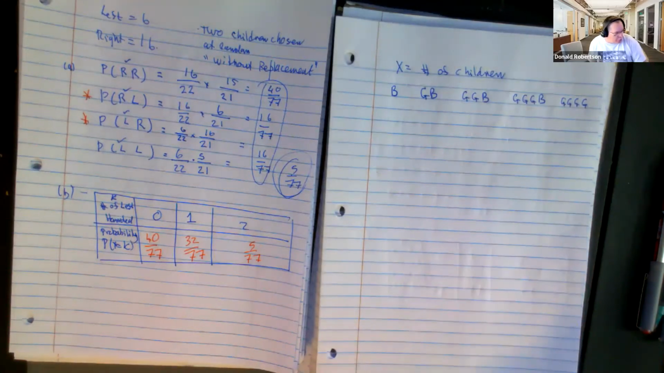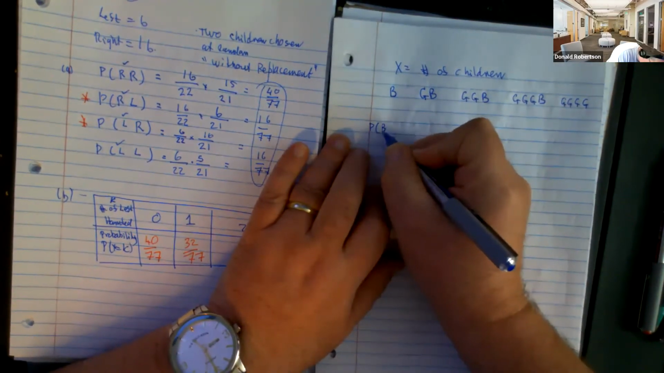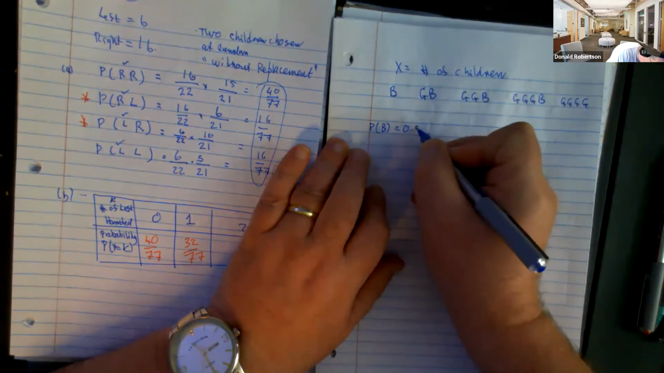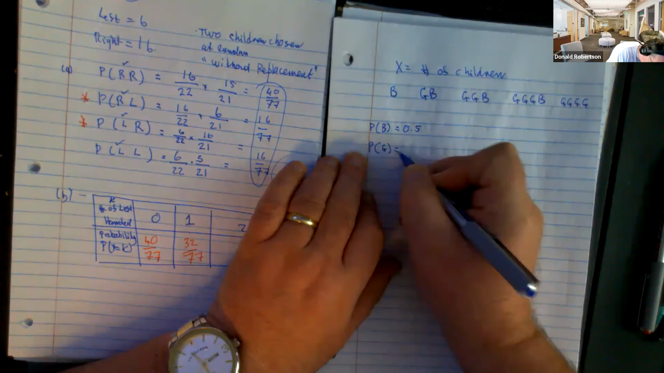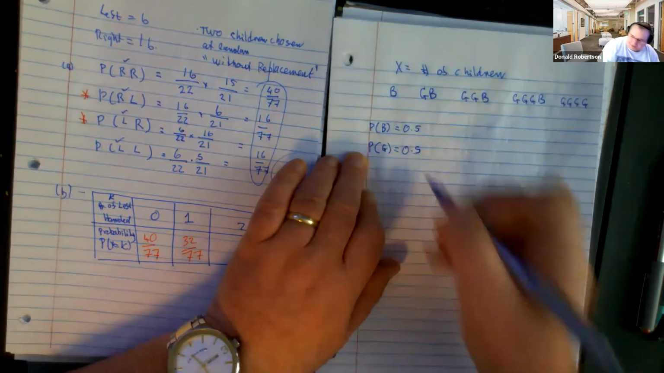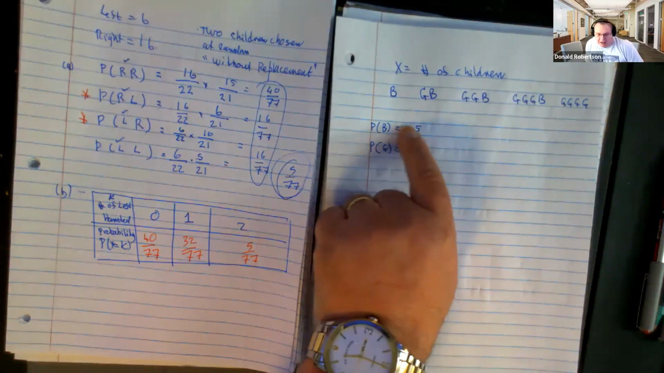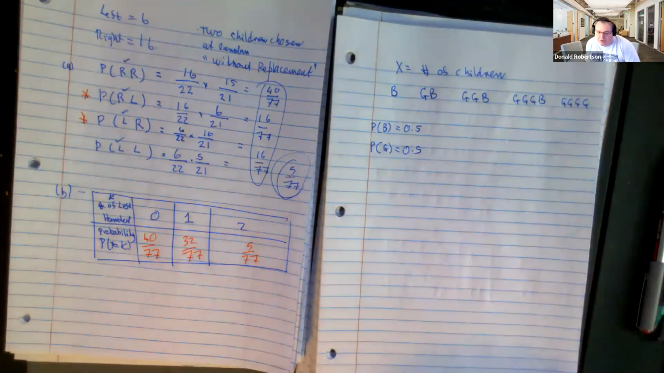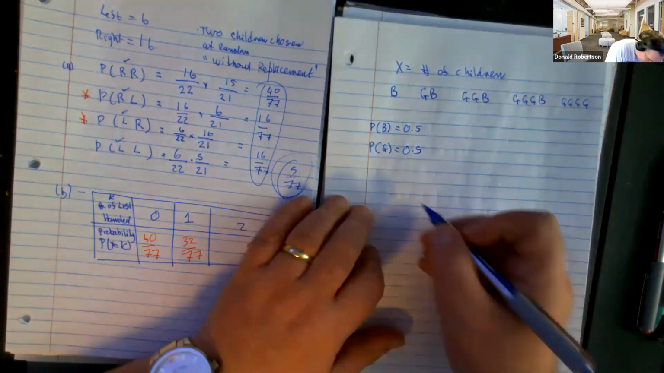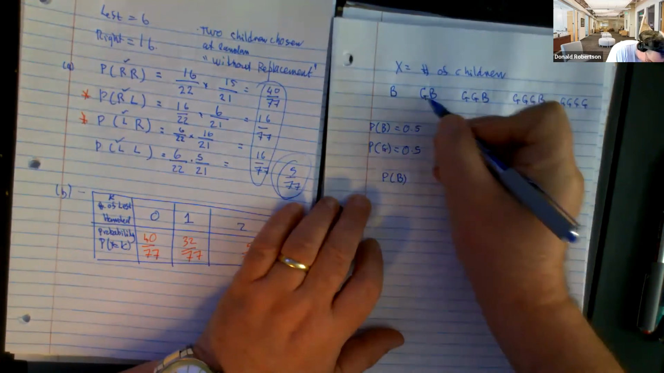Now, in this world, the probability of getting a boy is 0.5, because they tell me. And so won't the probability of a girl also be 0.5? Right. So if that was 0.52, wouldn't this be 0.48, for instance? They add up to 1. So they've told me that. And now they ask us to find a whole load of probabilities of each of these events.